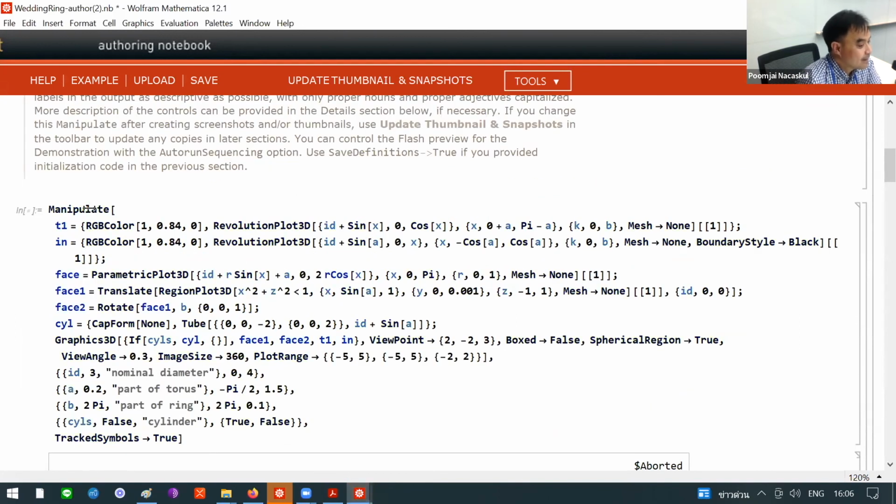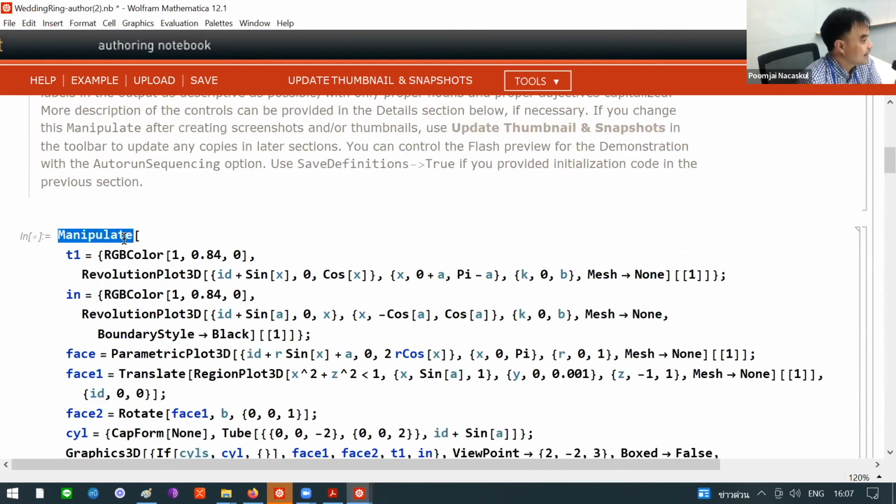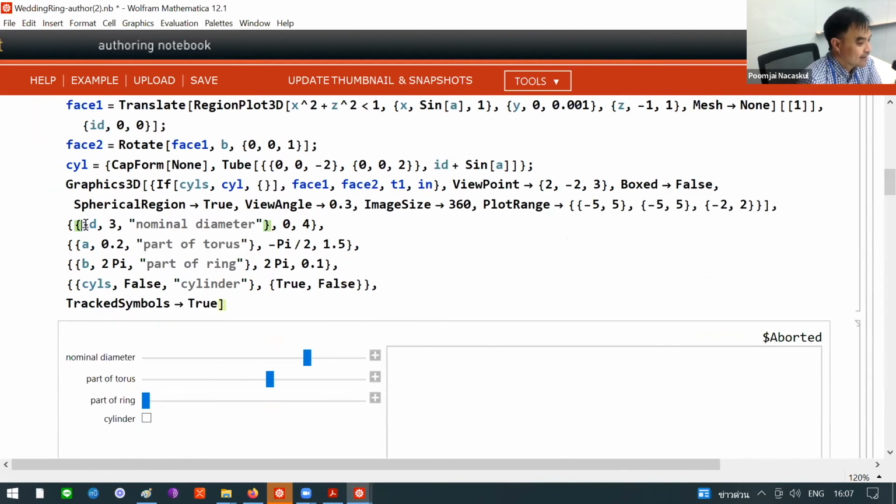The point is the Manipulate you're familiar with, right? That allows you to play with a few things. ID, so if you look over here, this is it. Nominal diameter, that's the name of the button. It goes to the variable name ID, initial default at 3, changes from 0 to 4. That's what this Manipulate means. I just haven't used it.